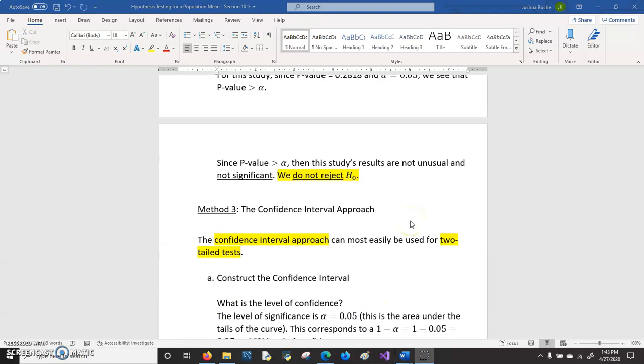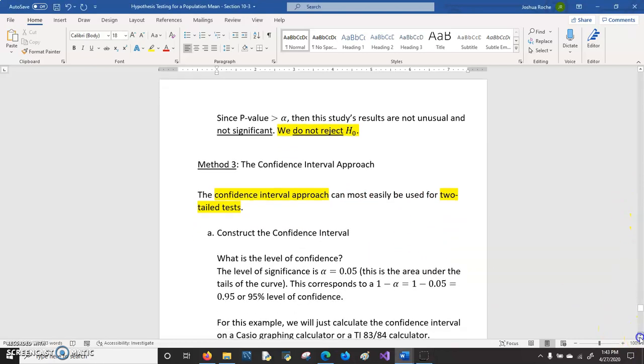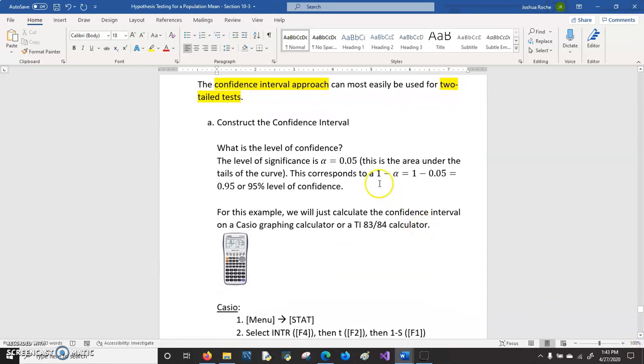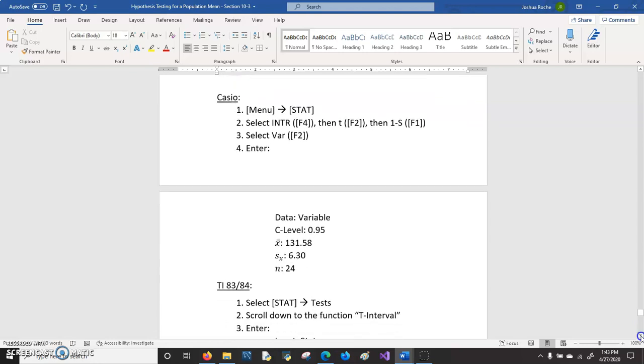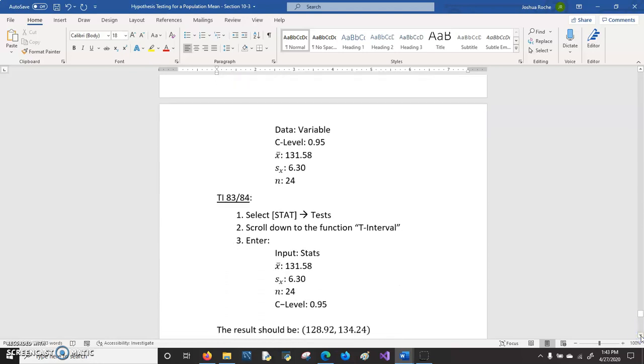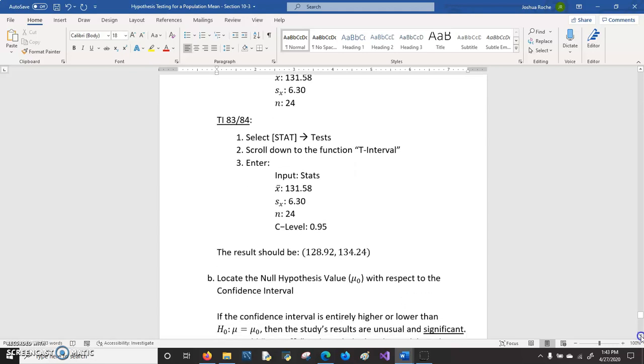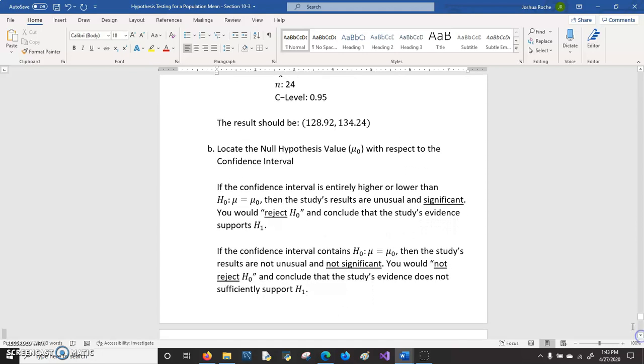There's a third approach that you can do for this kind of hypothesis, which is the confidence interval approach. These approaches are good mostly for two-tailed tests, and if you're doing the confidence interval approach, you would calculate the confidence interval. The confidence is going to be 1 minus alpha, so 0.95 or 95%. You would calculate the confidence interval using these steps on the Casio or the TI-83 or 84 calculator, or you can use the formulas. And the result that you get is this interval.